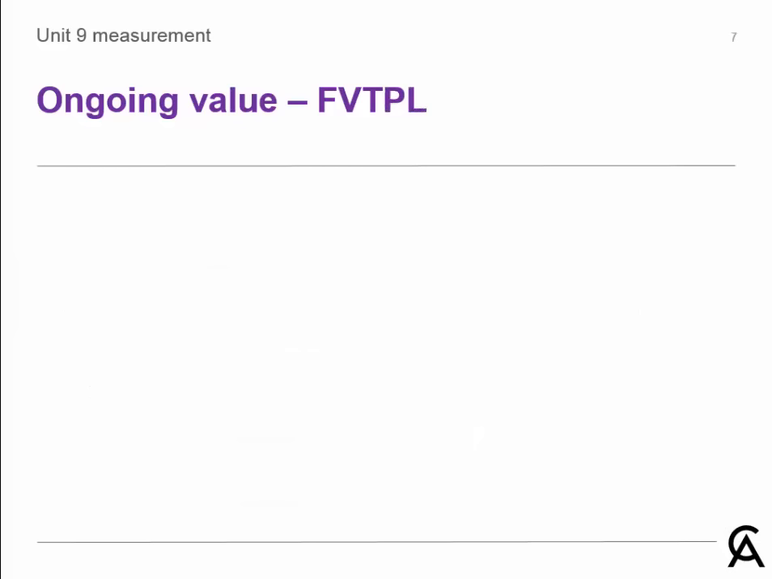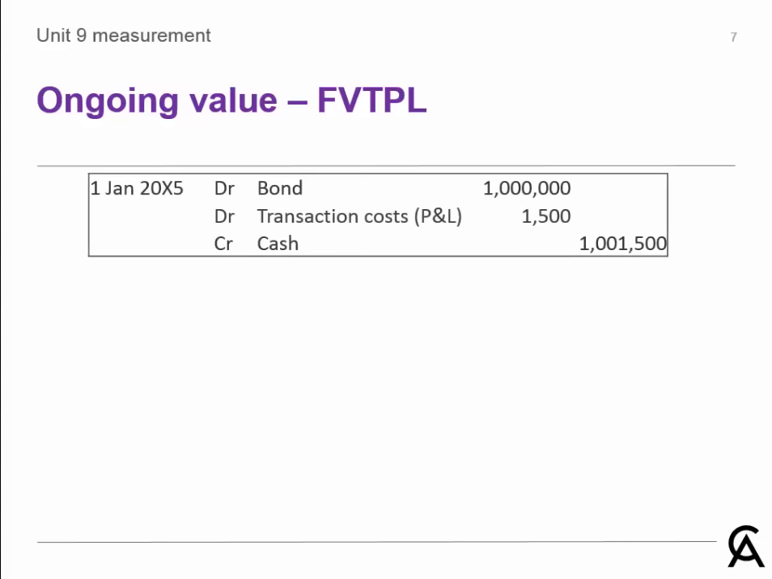Finally, let's look at what would happen if the bond had been classified as fair value through profit or loss. The first thing that changes is how Pullman accounts for transaction costs. In this case, these costs would be expensed. Here's the journal entry. You can see that we recognise the $1,500 of transaction costs in P&L rather than in the cost of the bond.